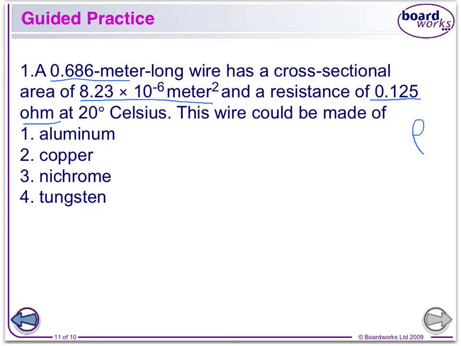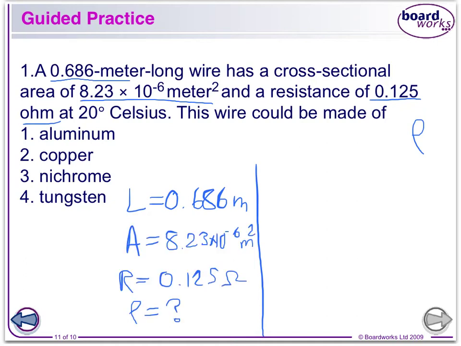So we know the length is 6 meters. We also know these values, and again we're looking for resistivity because it's talking about materials, and we know the resistivity of those materials. We go back to our equation. We have R is equal to rho L over A. Then we're going to solve for rho, multiply both sides by A.